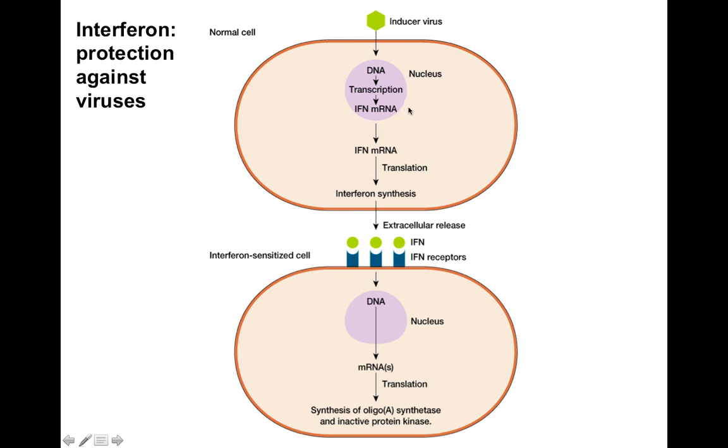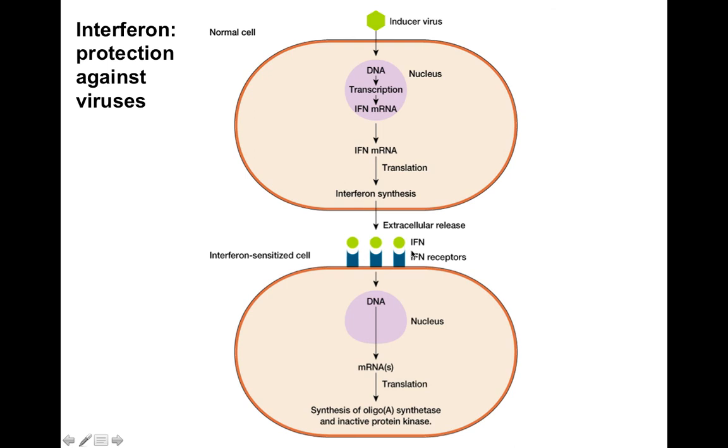So while the virus is hijacking the cell cycle of the cell, this cell is going to activate the transcription of the genes to make interferon mRNA. The interferon mRNA will be translated to produce interferon, which will be secreted. It's a protein to be secreted. The interferon peptides will be released, and then this is going to warn neighboring cells that there's a virus in the body. This neighboring cell has receptors for the interferon.